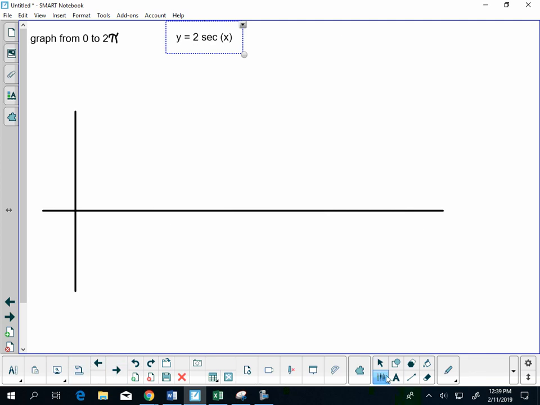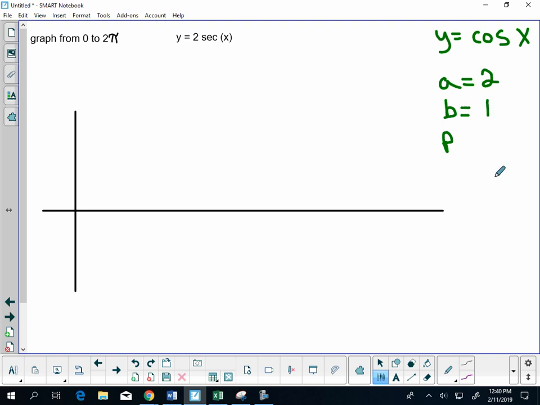All right, on the next one, we're going to be graphing 2 secant x. Again, first thing you want to ask yourself, what is the reciprocal function? In this case, it's y equals cosine x. Ask yourself, what is my a, b, and period? Well, my amplitude is 2. My b is 1, and my period is going to be 2 pi.